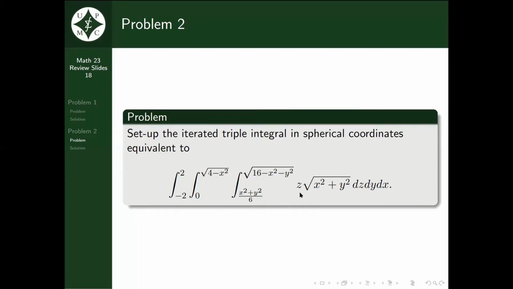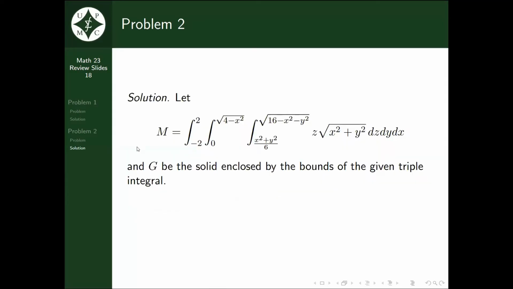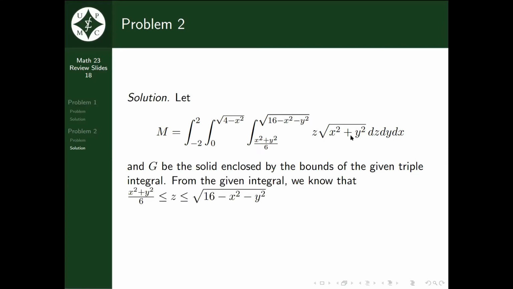So let's go into the solution. So first, we define some variables. Let's let m equal this iterated triple integral. You can think of it like m is mass, and then this is some sort of density function, if that makes it clear. And then g is the solid that we are enclosing with these boundaries. So we first have to write out what these boundaries are. We note that z is in between this upper bound, square root of 16 minus x squared minus y squared, and this lower bound, x squared plus y squared over 6. And then similar things can be said for y and x.